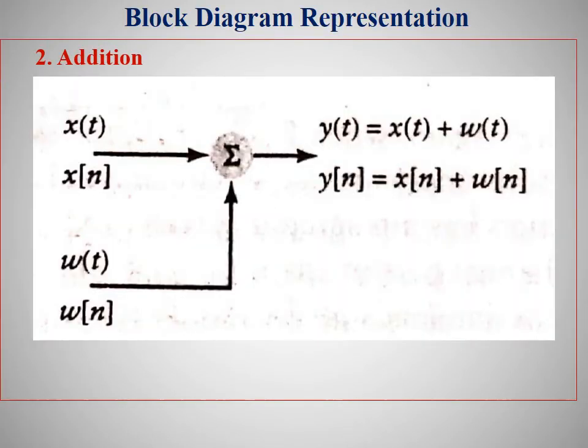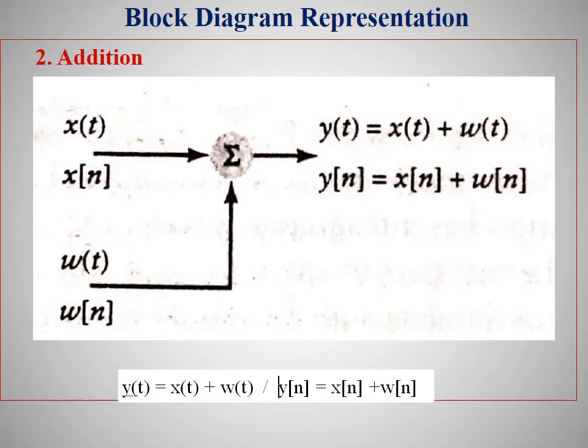Next is the addition case. How are we to represent the addition case? An adder element has been introduced. This is just a summation block where we assume this is a plus sign and this is also a plus sign. Hence, the output y of t would be given by y of t is equal to x of t plus w of t in the continuous time case, and for the discrete time case it would be represented as y of n is going to be equal to x of n plus w of n. This is going to be the case for the addition component.